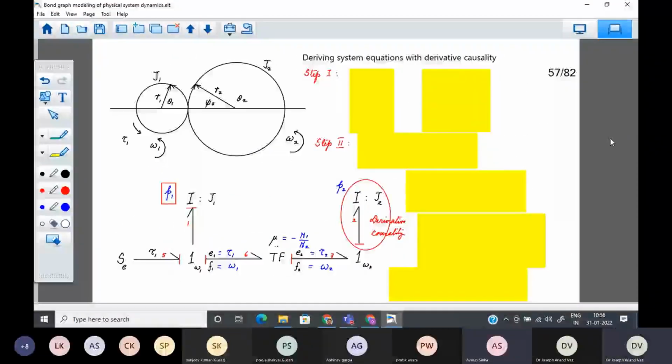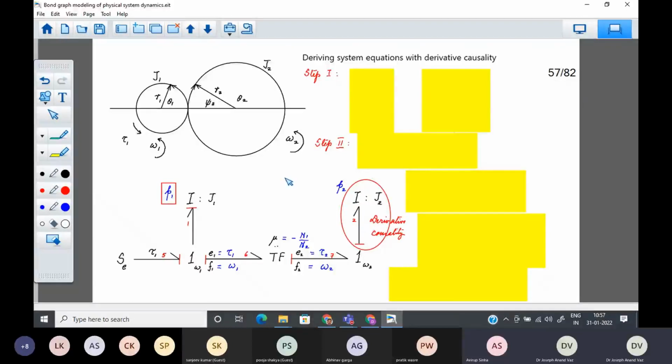Next is an important topic which we come across quite often. That is deriving system equations for systems where we have derivative causality in our bond graph models. Now, I discussed with you that derivative causality indicates that the model is either incomplete or it is wrong. But sometimes we approximate things.